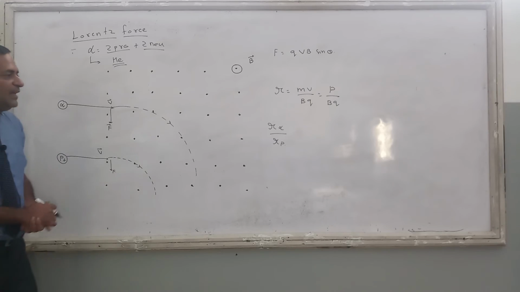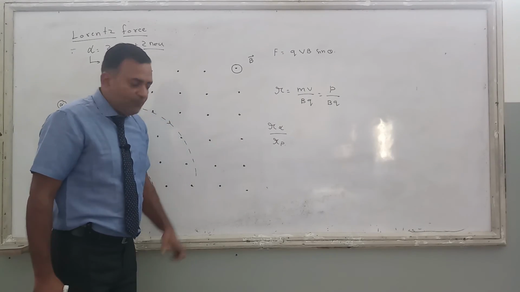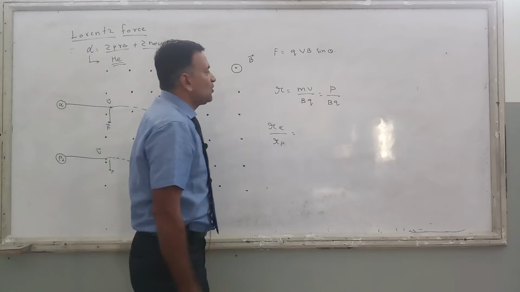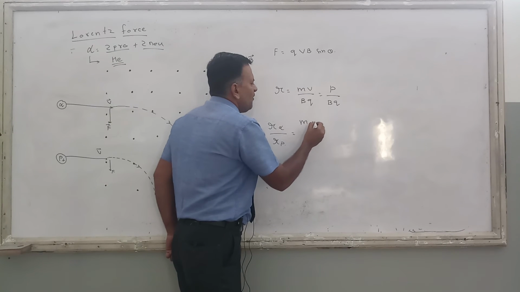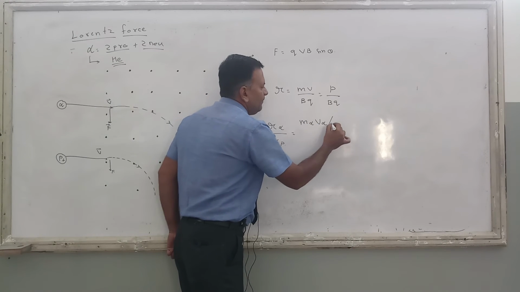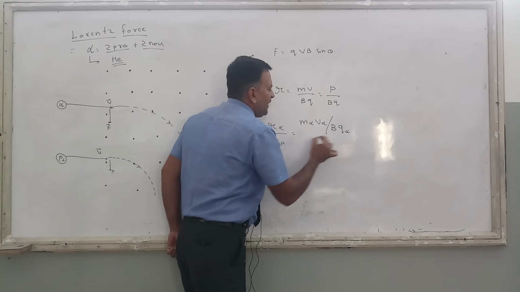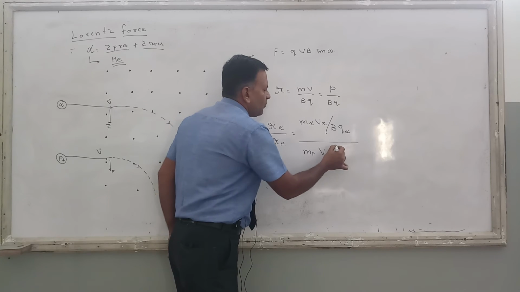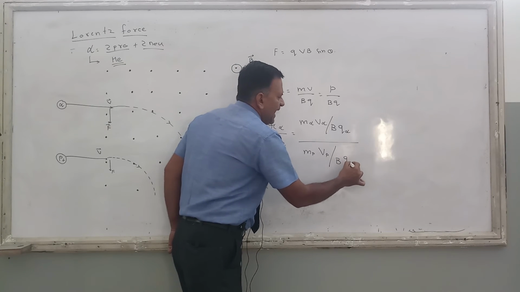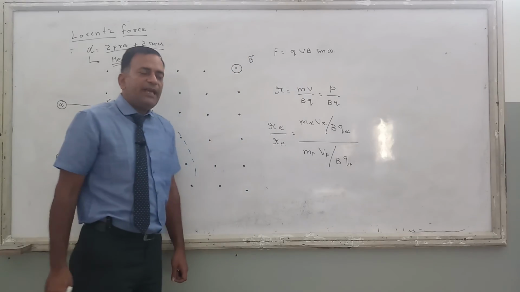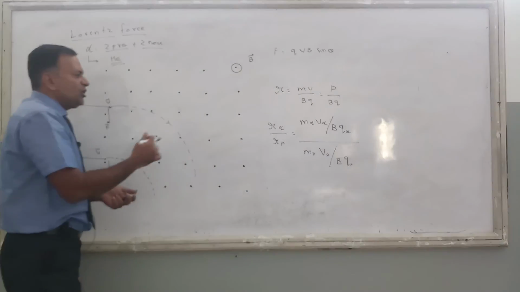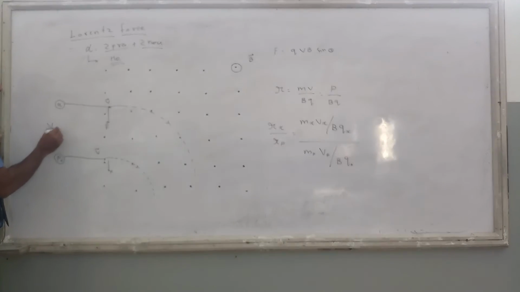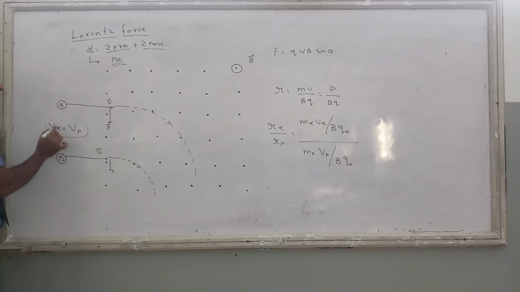Alright. Now radius of alpha particle upon radius of proton. Let us calculate. Rewrite this formula again for alpha particle and also for proton. So what you get is mass of alpha particle, velocity of alpha particle, magnetic field and charge of alpha particle, over mass of proton, velocity of proton, magnetic field and charge of proton. Now what is given to you? In the question it is given that alpha particle and proton are going with same velocity. Velocity of alpha particle is equal to velocity of proton.